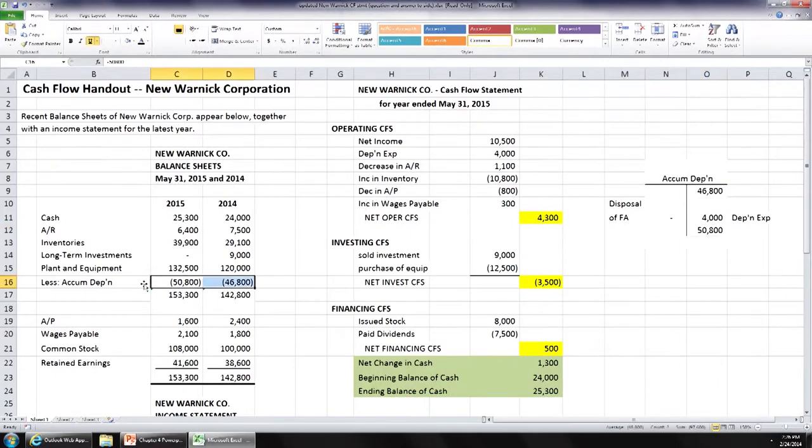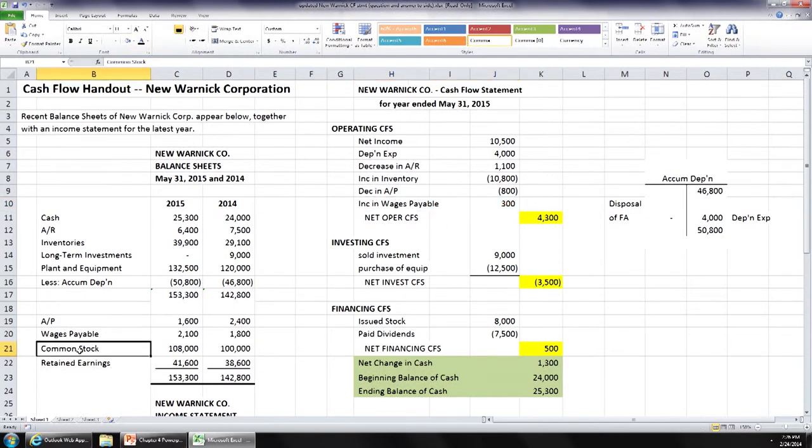Is this change in accumulated depreciation somewhere represented on here? Yes. In this case, like I said, it was entirely the depreciation expense, which shows up there. What about this change in accounts payable? Is that represented somewhere on here? Where? Right here, isn't it? What about changes in wages payable? Right there, isn't it? Okay.